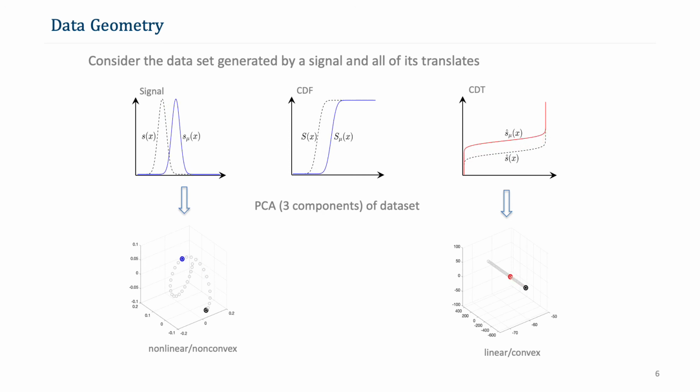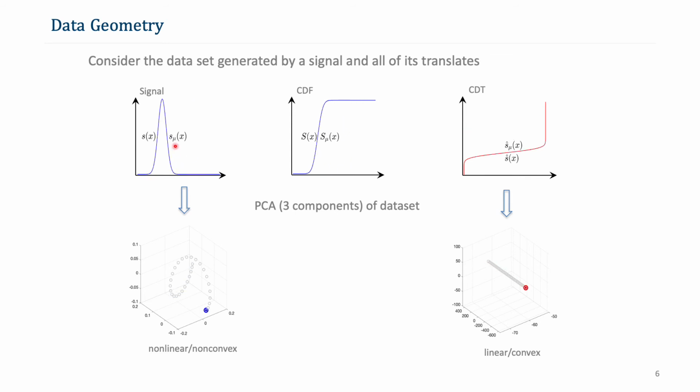We now go ahead and consider the data geometry generated by applying certain Lagrangian deformations to our signal in signal space and look at what this geometry looks like in transform space. For example, if we take a signal S of X here and consider the set of signals that are composed by our original signal plus all of its translated versions, right?